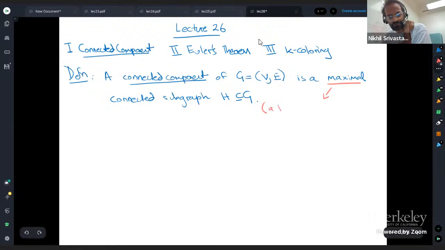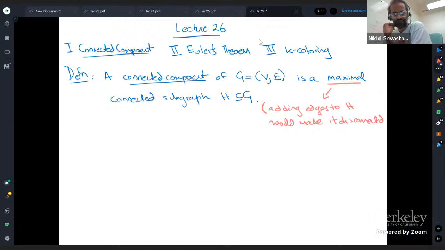So this would make it either disconnected or not a subgraph of G. So among subgraphs, adding any edges would make the graph disconnected, let's say, or not a subgraph. Okay, so this is actually a very simple concept.